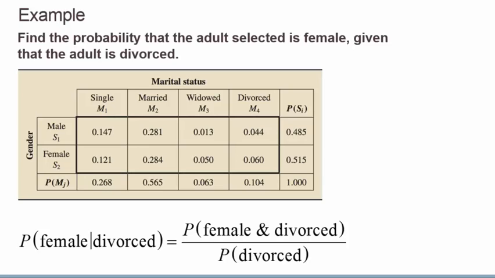Looking at our table, the probability female and divorced is 0.060. The probability the person is divorced is 0.104. So the setup is 0.060 divided by 0.104, which is 0.577.